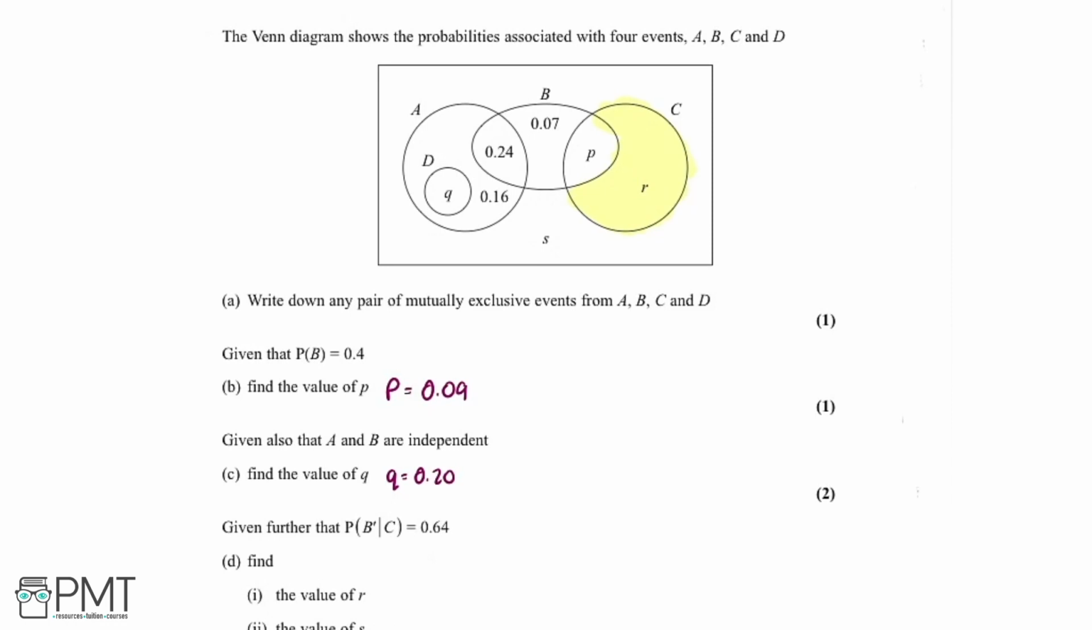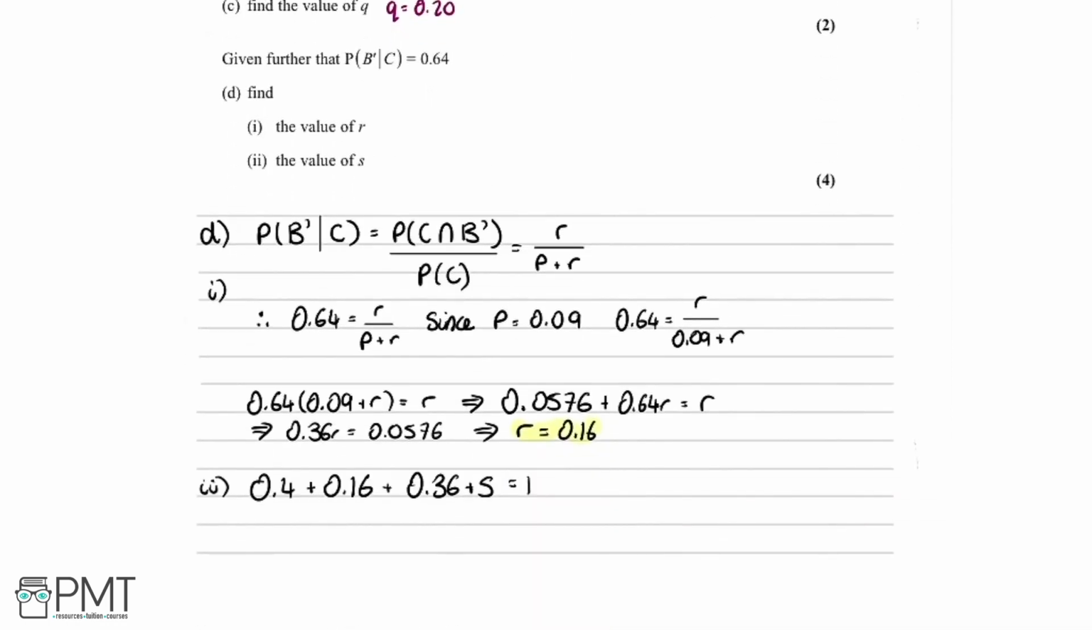Then what we've got left is this part here. So that's 0.16 plus Q, and because Q is 0.20, we have 0.16 plus 0.20, which is going to be 0.36. And then lastly, we've got S, so it's just going to be add S equals 1. So rearranging that, we're going to have S equals 1 minus 0.4 minus 0.16 minus 0.36. So therefore S equals 0.08, and that is the final answer.